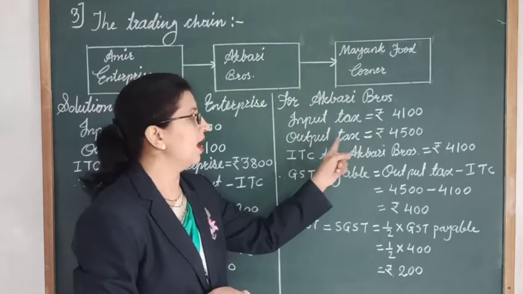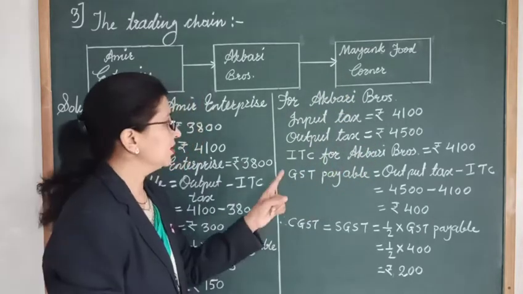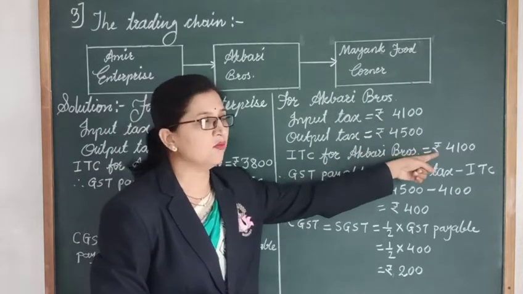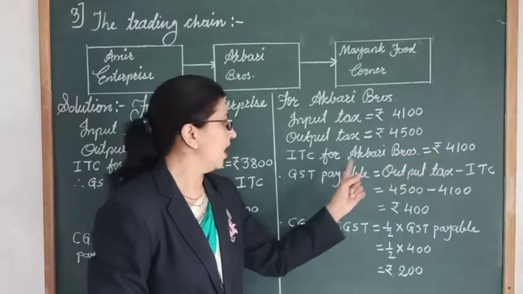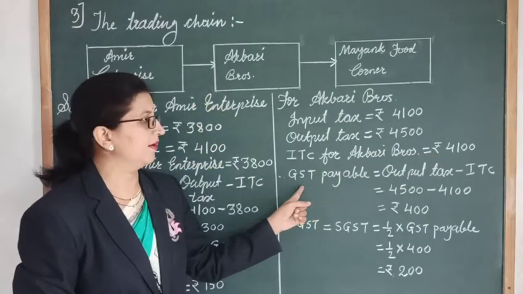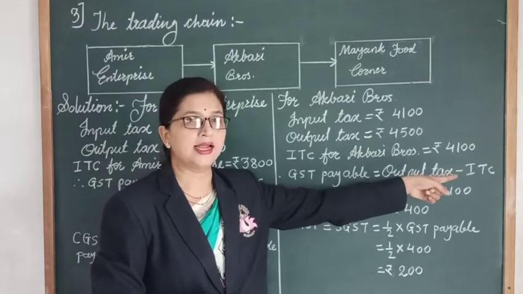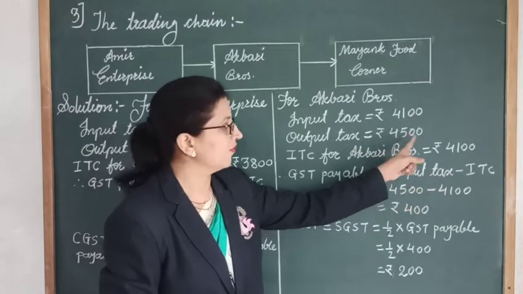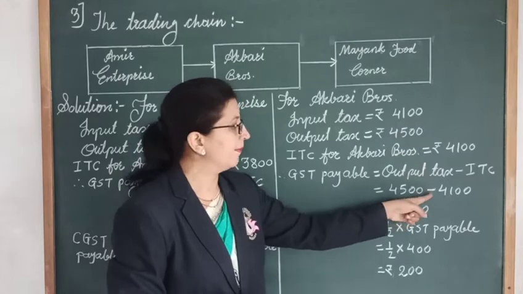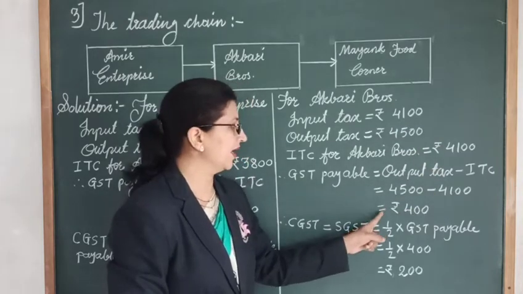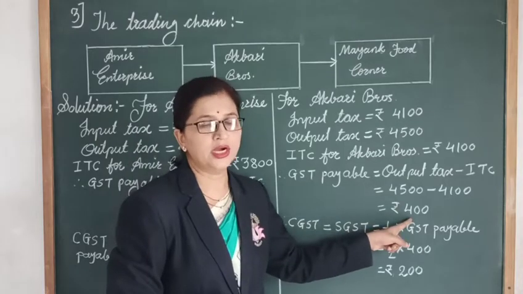So that is the output tax. Okay. So ITC for Akbari Brothers is 4,100 rupees. Now GST payable is equal to output tax minus ITC. Output is 4,500 minus ITC 4,100. So we'll get the GST payable 400 rupees.